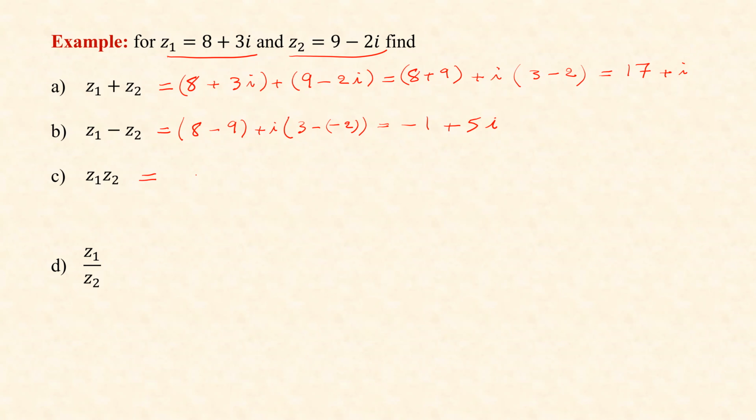What is the multiplication? It's 8 plus 3i times 9 minus 2i, which becomes 8 times 9. How much is 8 times 9? 72.